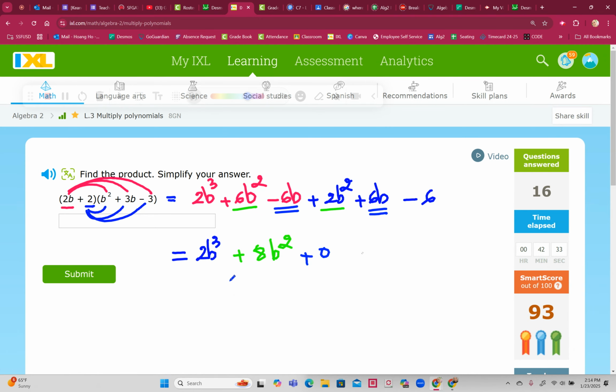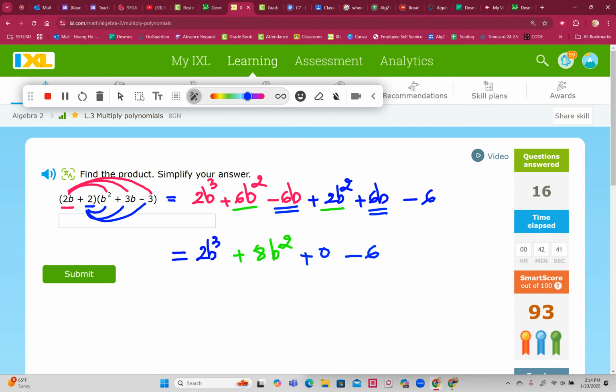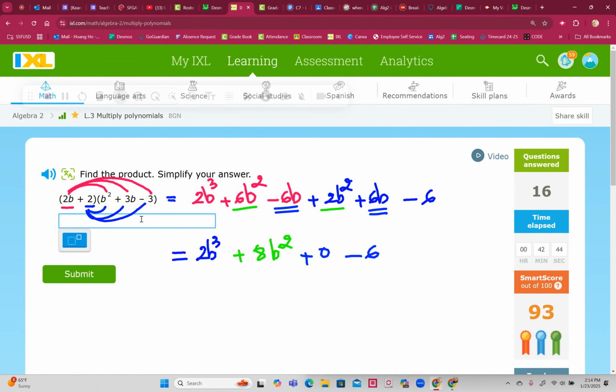Thank you. Alright? And then subtract 6. But do not enter the 0 in your answer. So I enter 2b cubed, and then plus 8b squared. Make sure you move down the cursor. Move down the cursor, subtract 6. Alright, submit. It said brilliant. Amazing, you guys. Thank you so much.